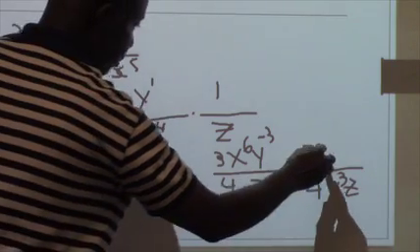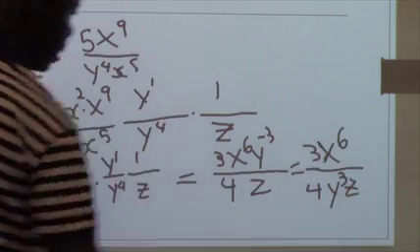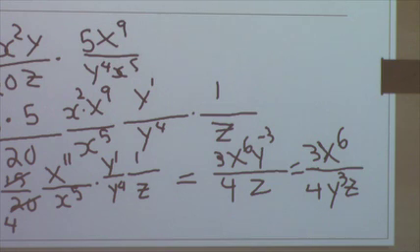Do that again. x to the 6 over 4y to the third z. That's basically what we do. Okay? Let's try another example. Now we have to divide.